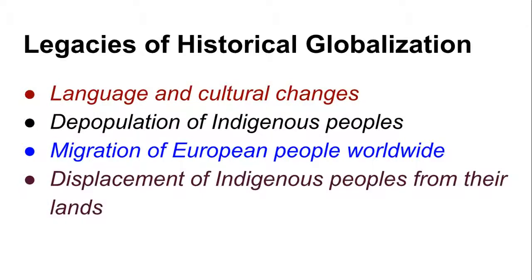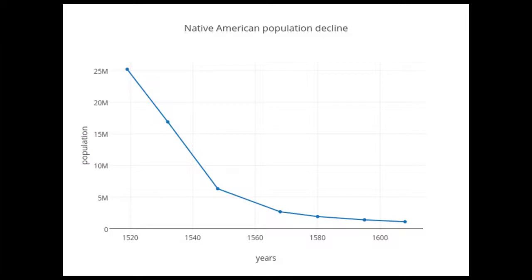A second legacy is depopulation. Indigenous populations around the world fell drastically between the 17th to the 19th centuries. Forced slavery, disease, and brutal treatment by European colonizers resulted in the deaths of millions.